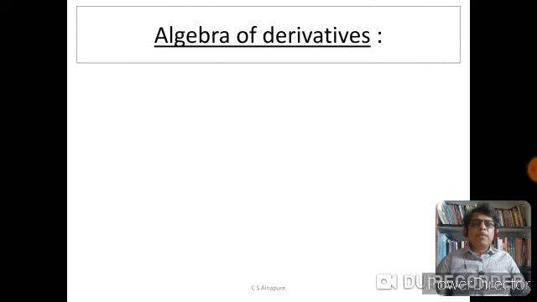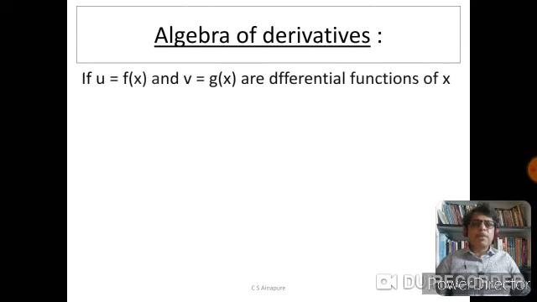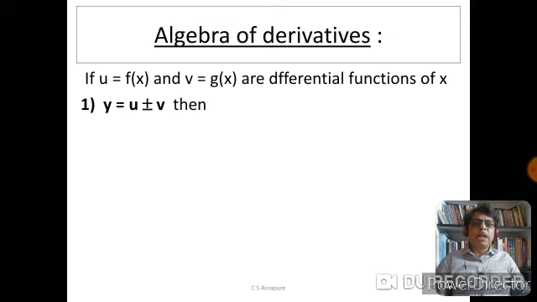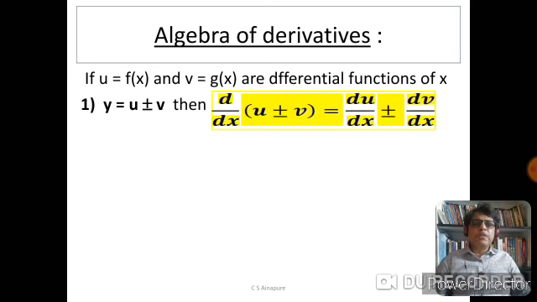We have the algebra of derivatives, that is, derivatives of sum, difference, product and quotient. We consider any two functions u and v as differentiable functions of x. If y is equal to u plus v, then the derivative of a sum or difference can be expressed as the sum or difference of the derivatives: d by dx of u plus or minus v is equal to du by dx plus or minus dv by dx. If it is plus on the left hand side, then on the right hand side you will get plus. If it is minus on the left hand side, you will get minus on the right hand side.